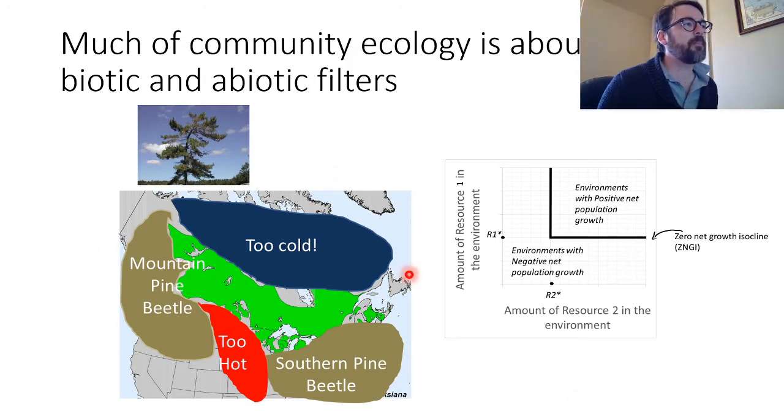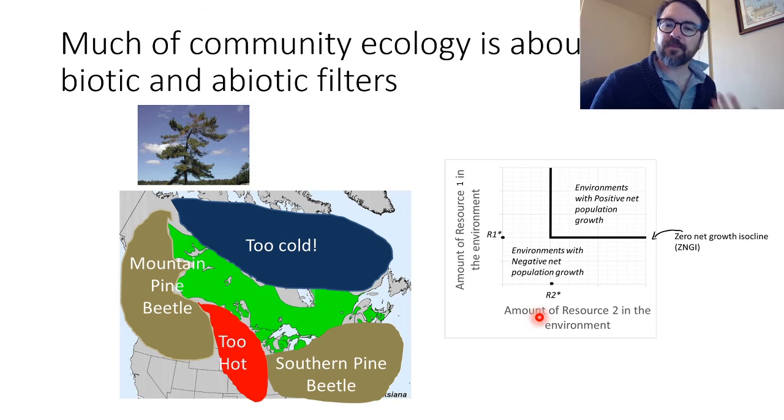So remember when we made our hypotheses about what determined the distribution of jack pine, it was the environment and negative interactions with predators, right? And remember when we talked about zero net growth isoclines, or zingies. Again, this was about environments that had positive and negative population growth. So this is an environment where the population growth is negative. If you have too little of these two resources, these are environments where whatever species the zingy represents can't persist, but they can persist in these environments. And so a lot of community ecology is about understanding these filters.